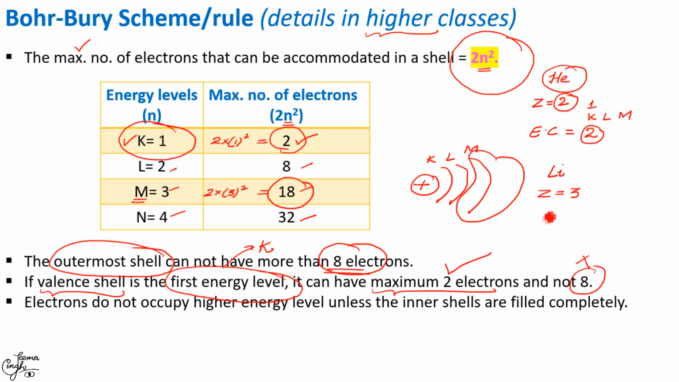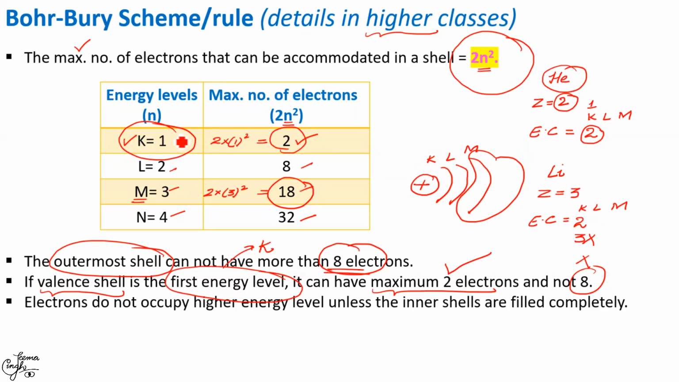But suppose we have another element, lithium. Its atomic number is 3, so the electronic configuration for lithium can be written as, again here I'll put up the K, L, M shells. Now it has 3 electrons. So I'm not going to put more than 2 electrons in the first shell because that will be a violation of the Bohr-Bury scheme. Now if you look at the point, the outermost shell cannot have more than 8 electrons. So you might have a point in mind that lithium still has 1 electron, so instead of 2, we can put 3 here. No, my dear students, this is incorrect because this is a violation of the Bohr-Bury scheme. The first shell or the first energy level can have only 2 electrons.